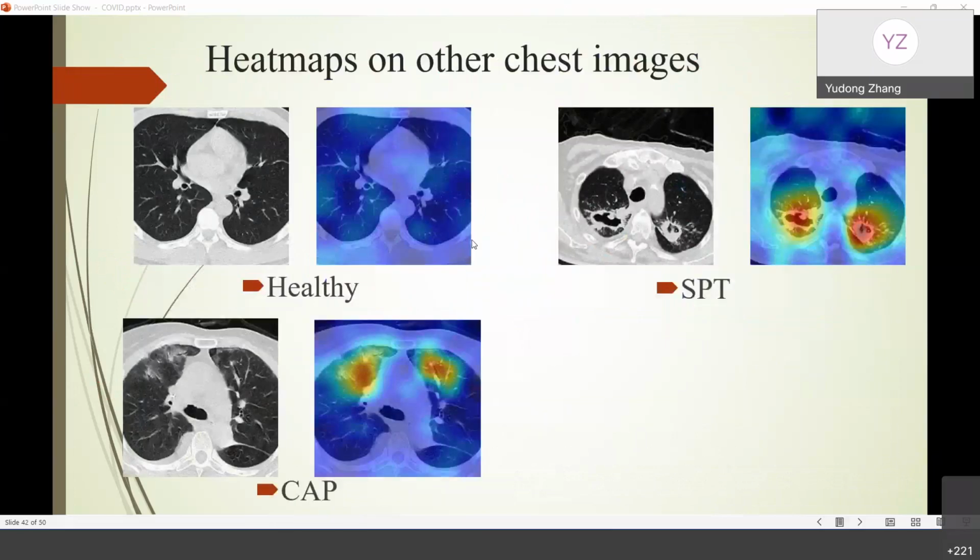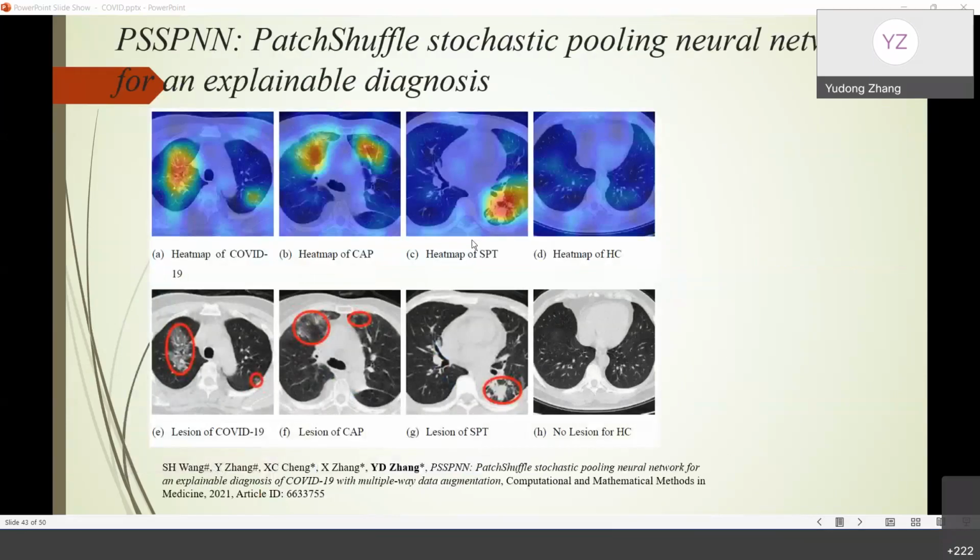And here we show some heat maps. We show heat maps of the healthy, the secondary pulmonary tuberculosis, and the community acquired pneumonia. And these heat maps can help us to not only make the diagnosis prediction, but also to locate where the suspicious lesions are.